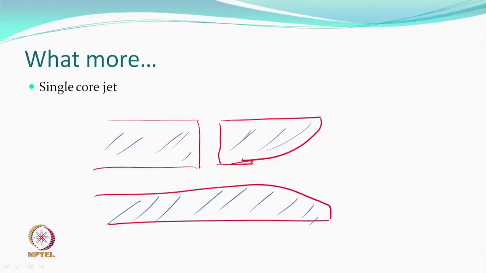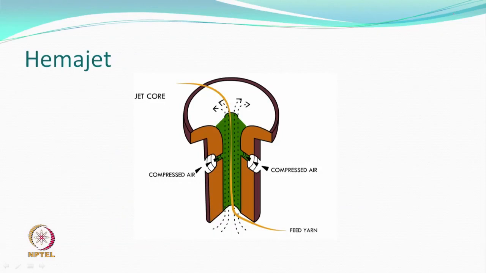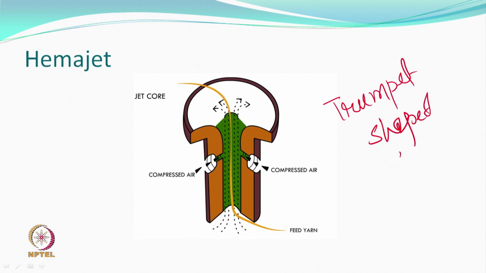So, one of the interesting jets which came into existence was called the Hemajet. A trumpet shaped exit. Air can pass not from one nozzle inside, but can go from two or three. These need not be meeting at the same point, another one could be somewhere here also. So, single core, no converging, just parallel, increase in velocity by more pressures, more nozzles. Higher denier, more nozzles; lesser denier, single nozzle; and expand in a trumpet shape.